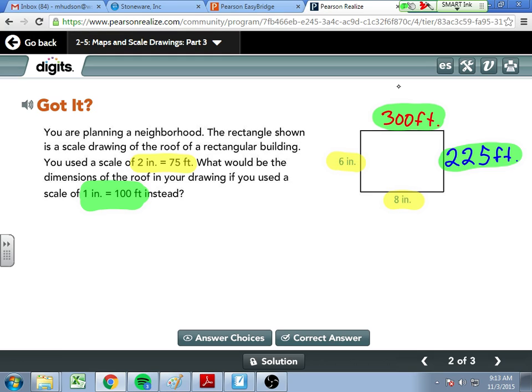So we're now going to take this ratio, the 1 inch to 100 feet, and set that up. Guys, sometimes in your notes, especially as we get further, you may need an extra sheet of paper to do some work on, depending on how big you write.